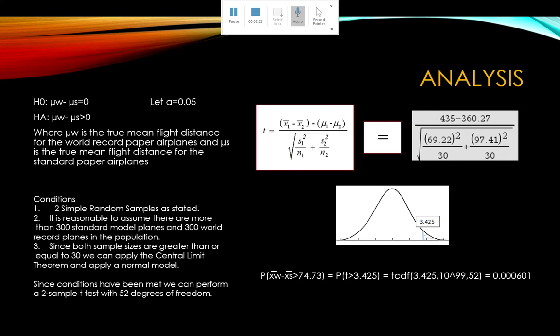So our data consisted of quantitative data and used means, so we decided to do a two-sample t-test. Our null hypothesis was that the true mean flight distance for the world record paper airplanes is the same as the true mean flight distance for the standard paper airplanes, so there's no difference. Our alternative hypothesis was that the world record true mean flight distance would be greater than the true mean flight distance for the standard paper airplanes. And we tested this at an alpha level of 0.05.